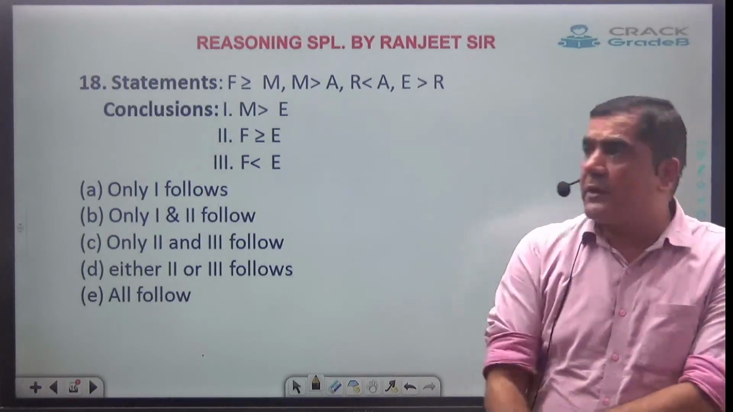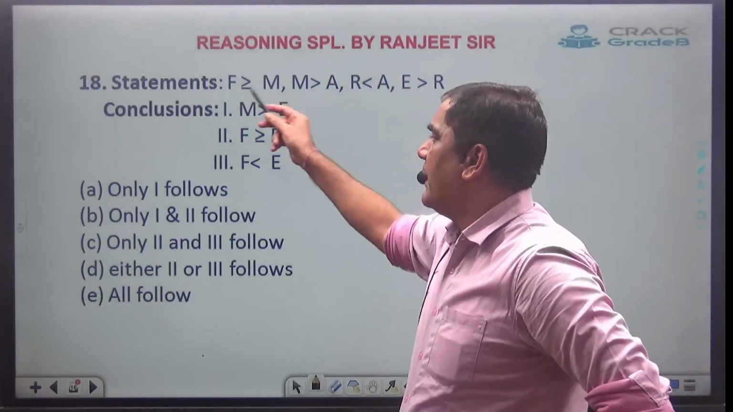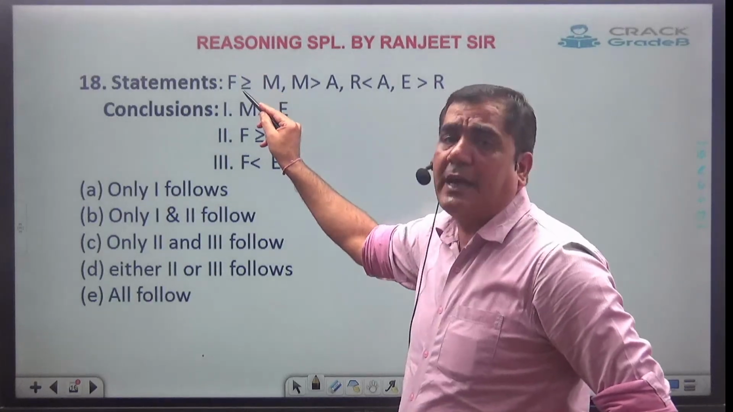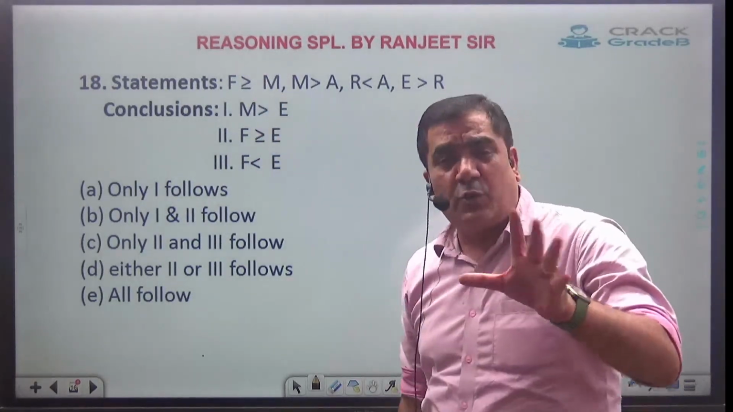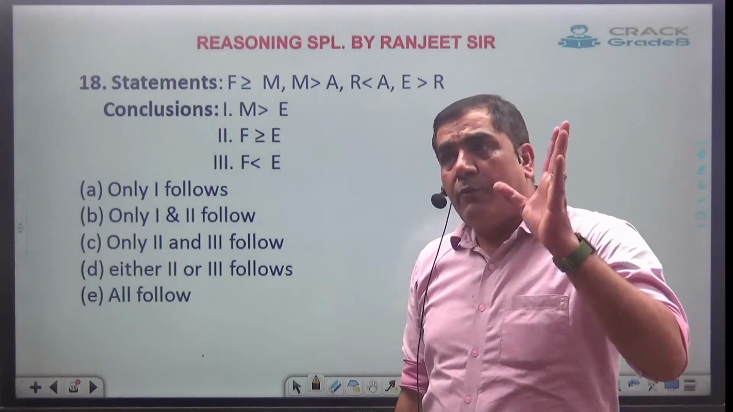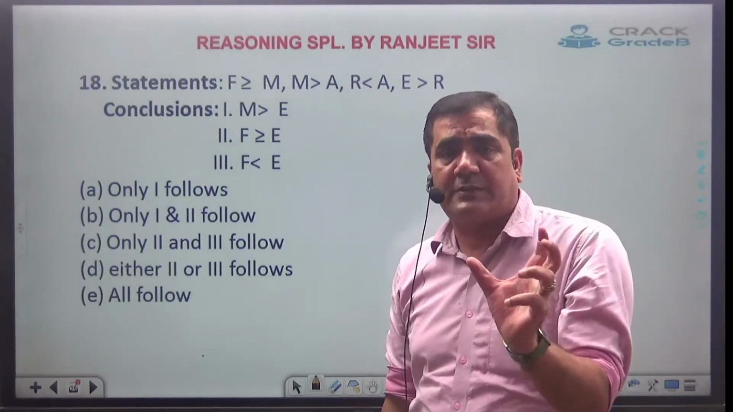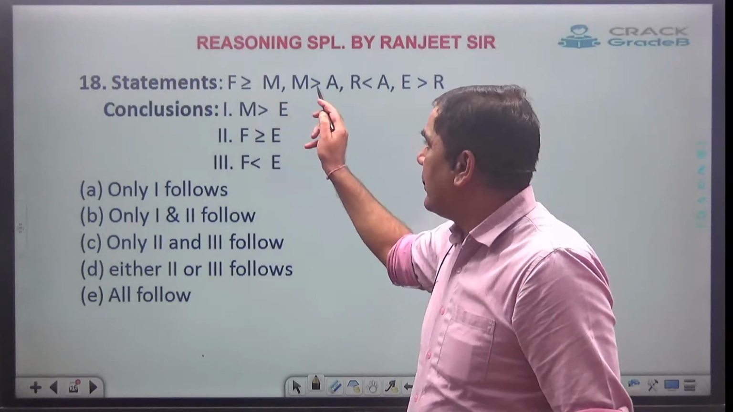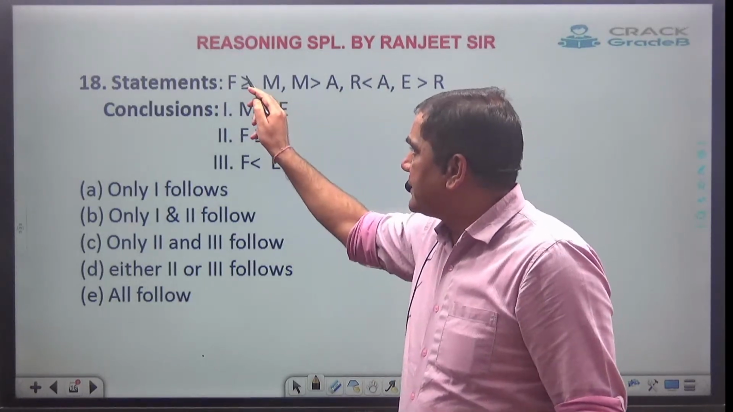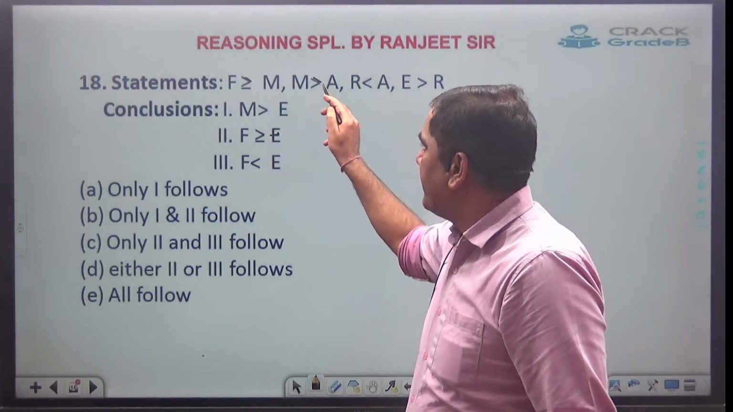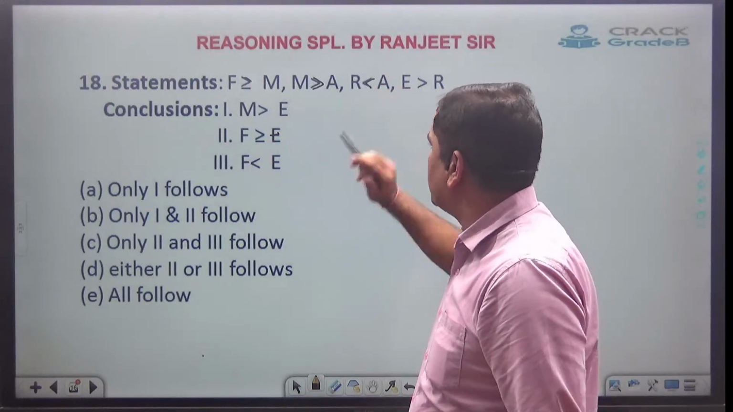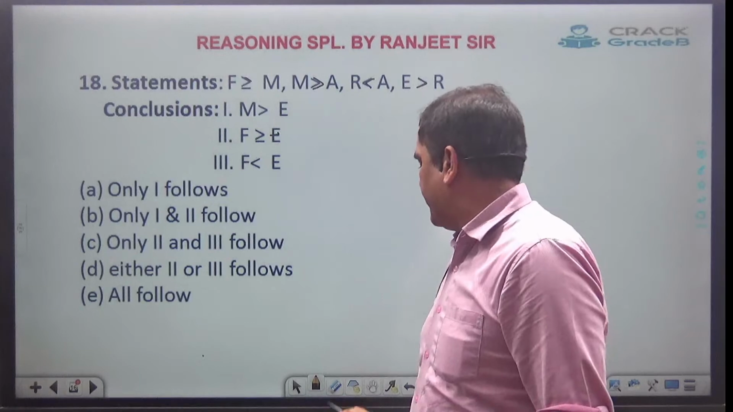Here they have given a relation between F and M, and its face is towards M. Always see the face. Don't say greater than or smaller than. Whenever any relation exists, it must have one face. Face means these symbols are called faces. Here I will say the face is towards F. Here the face is towards M. The face is towards A. The face is towards E.